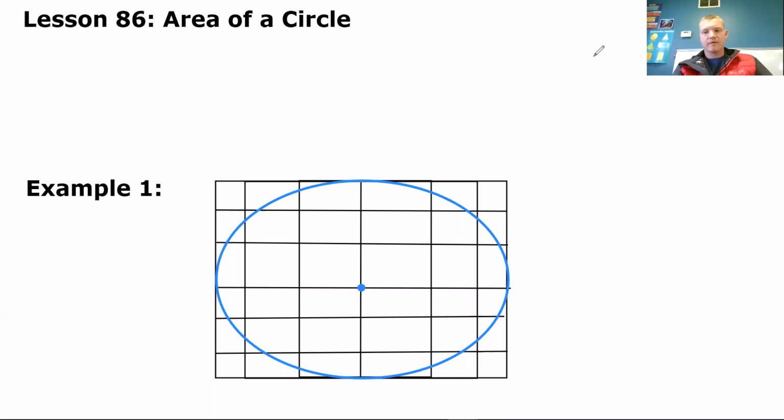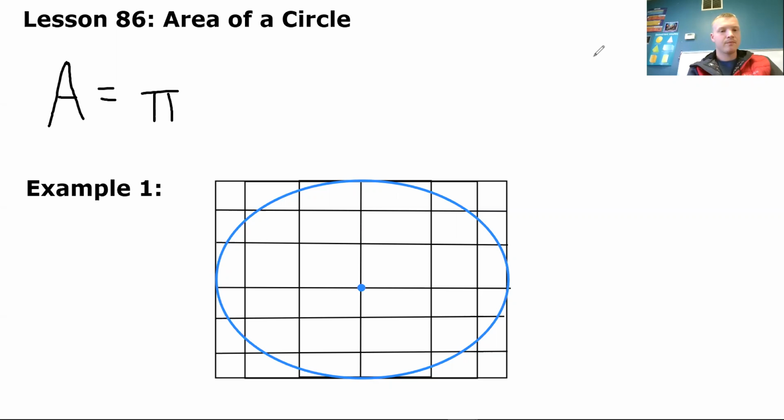So, area of a circle. Some of you may have learned this before, but the main equation that you're going to be using to solve for the area of a circle is this equation right here. Area, which is A, equals pi r squared. So what does that mean?